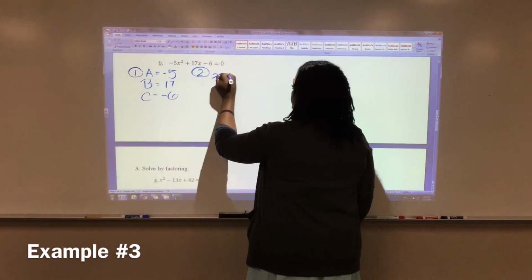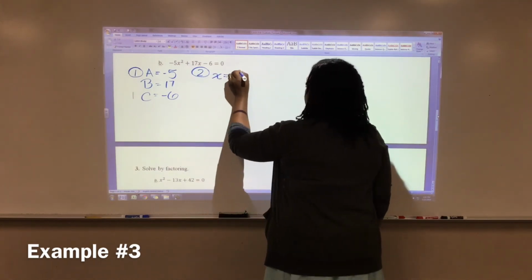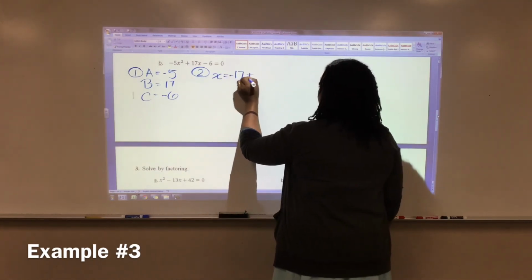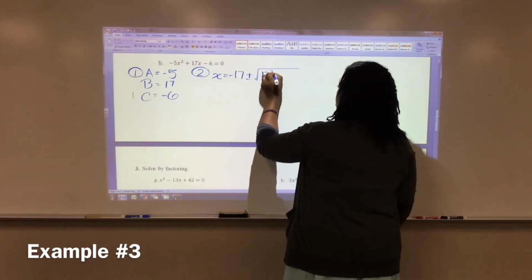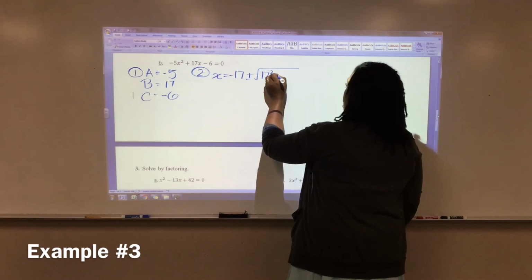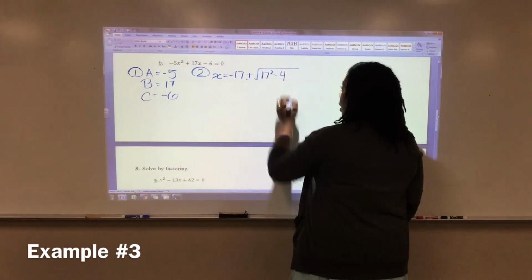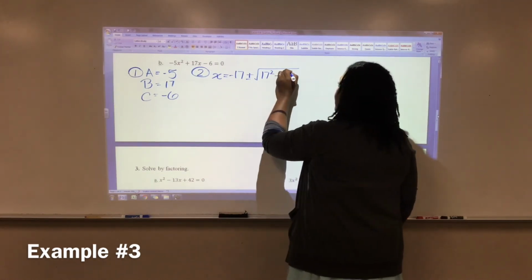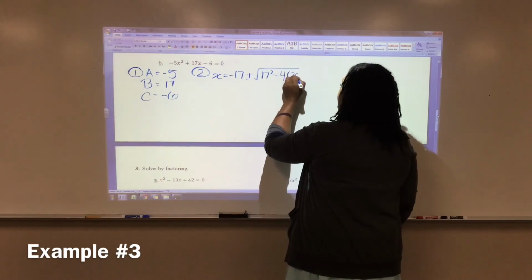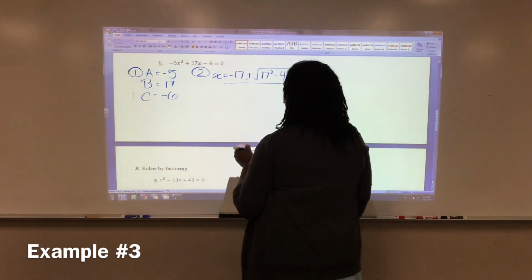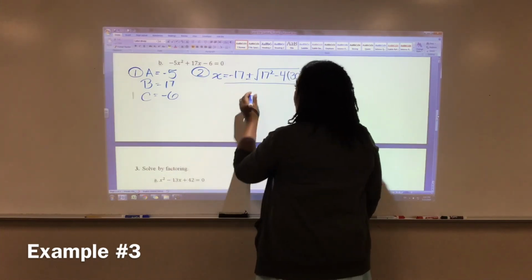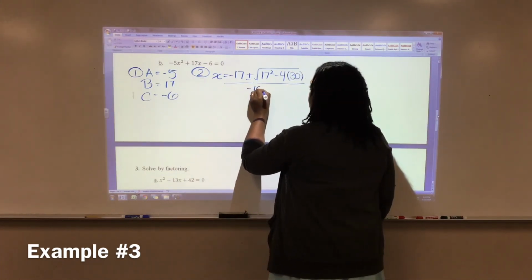So X equals negative 17 plus or minus the square root of 17 squared minus 4, and we'll do A times C, which gives us positive 30, because negative 5 times negative 6 is positive 30, all over 2A. So 2 times negative 5 is negative 10.